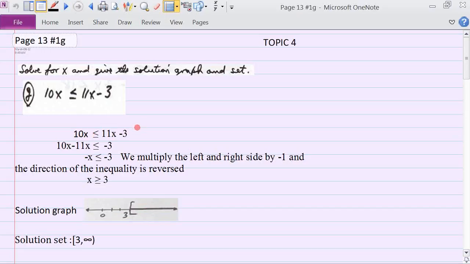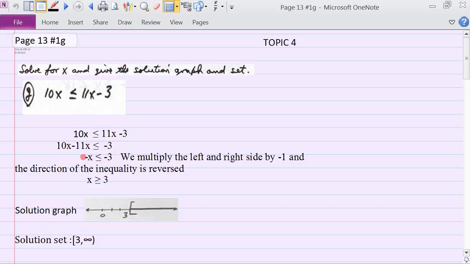We write it. And we're going to make sure that the variable is on the left side of the inequality and the numbers are on the right. So we're transposing the 11x from the right to the left here. So we now have variable on the left, numbers on the right. When we subtract 11x from 10x, we get minus x less than or equal to minus 3. So the only thing we've transposed is the 11x term.